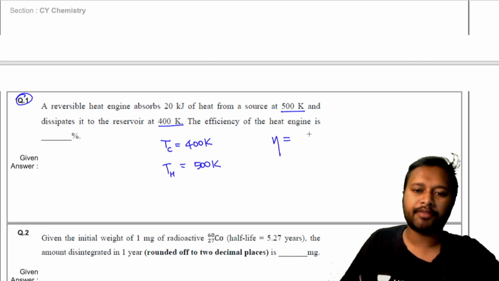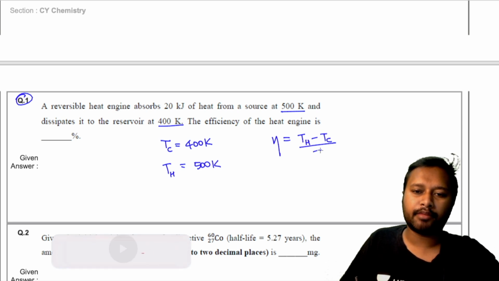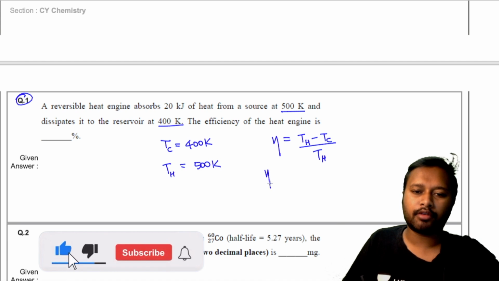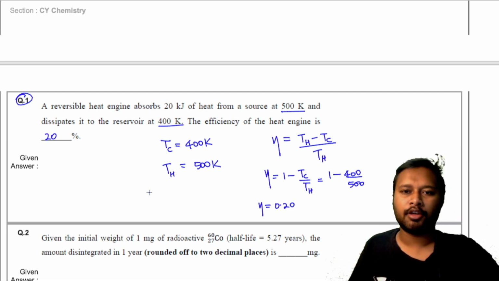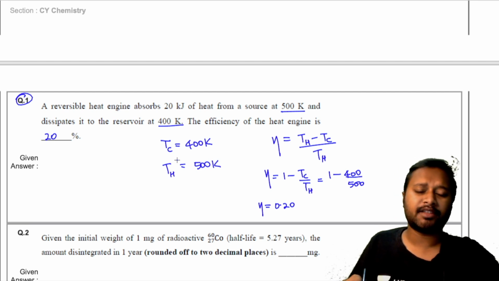The formula to calculate efficiency is eta equals TH minus TC divided by TH, or you can use 1 minus TC upon TH. So you get 1 minus TC, which is 400, divided by 500, and on solving this you get 20% as the answer. So your eta is going to be 0.20, and that means it is 20%. All right, so this is how it will be done. It was a pretty simple question.